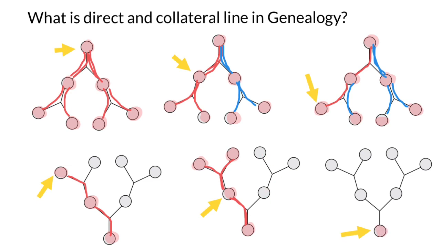And the last example, here is you, and all people here are going to be your ancestors, your parents and your 4 grandparents. So we have here one direct line, here is going to be a second direct line, here is going to be a third direct line, and here is going to be fourth direct line.